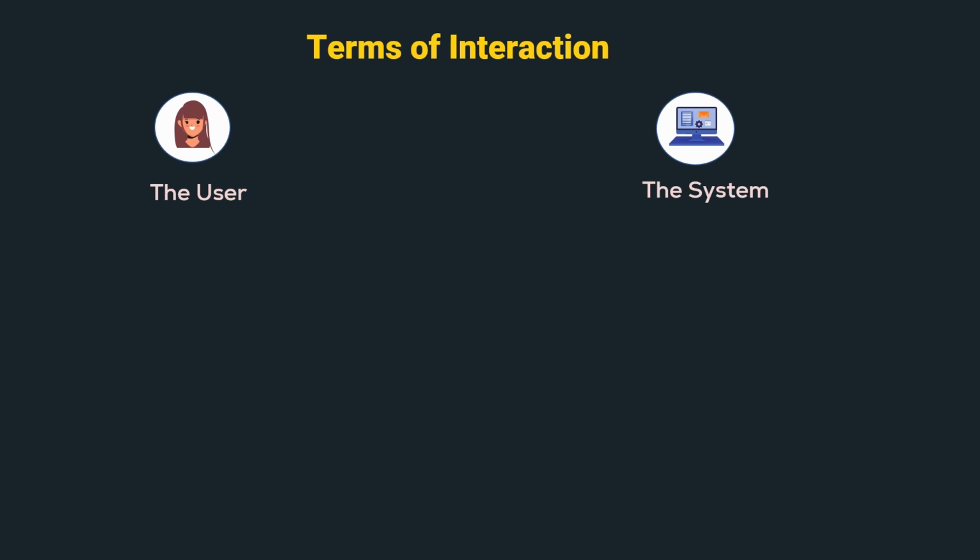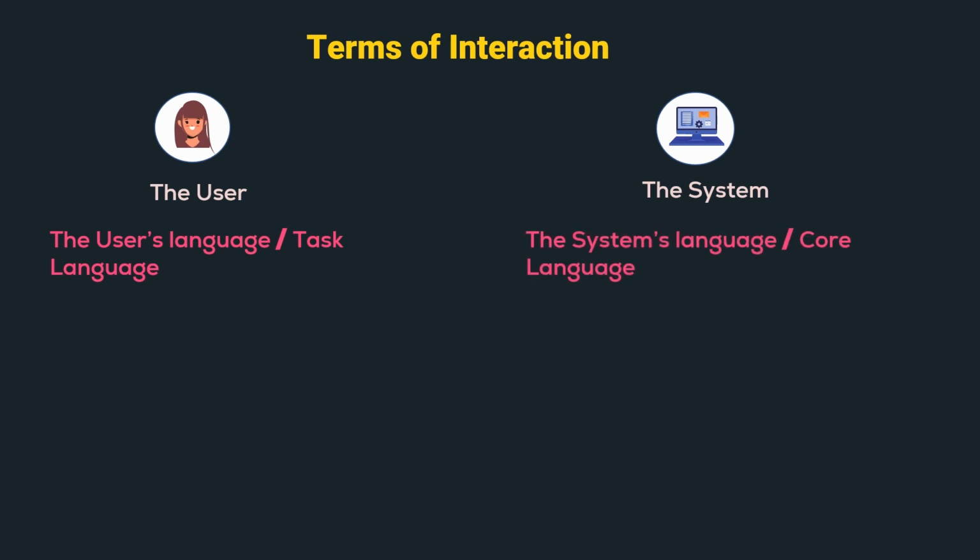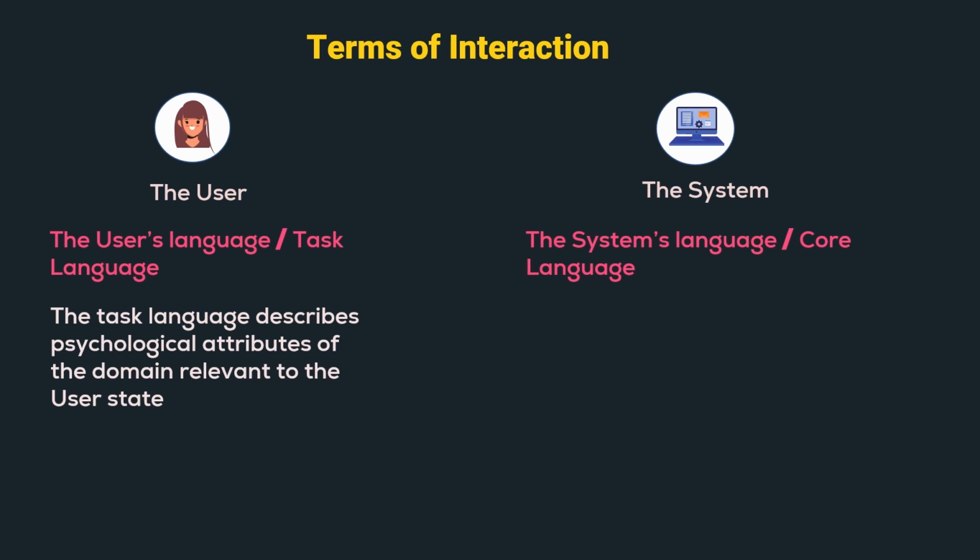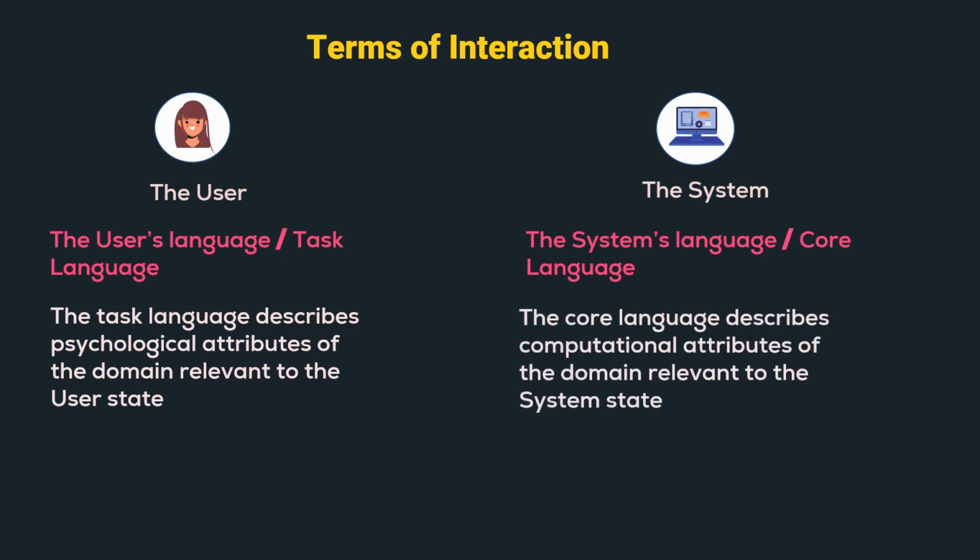The two main components of the interaction are the user and the system. They are described in terms of the language known as the user language or the task language and the system's language or the core language respectively. The task language describes psychological attributes of the domain relevant to the user state, whereas the core language describes computational attributes of the domain relevant to the system state.